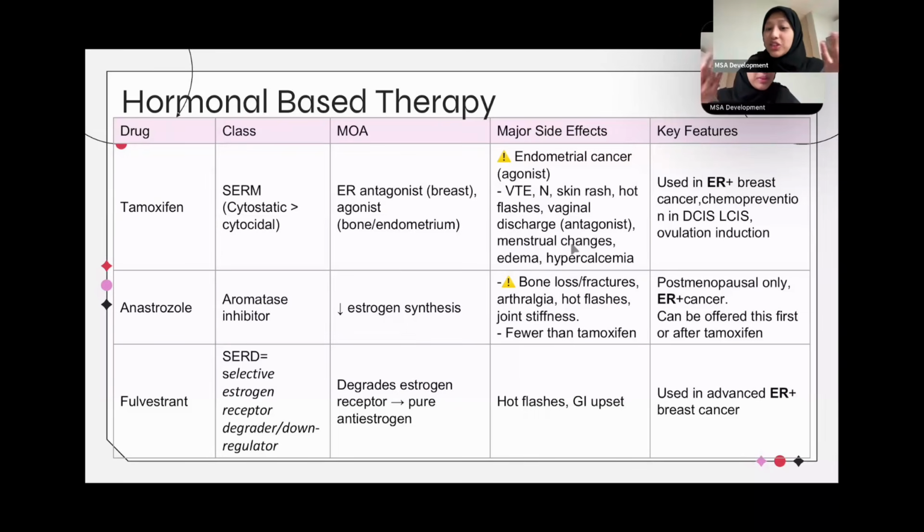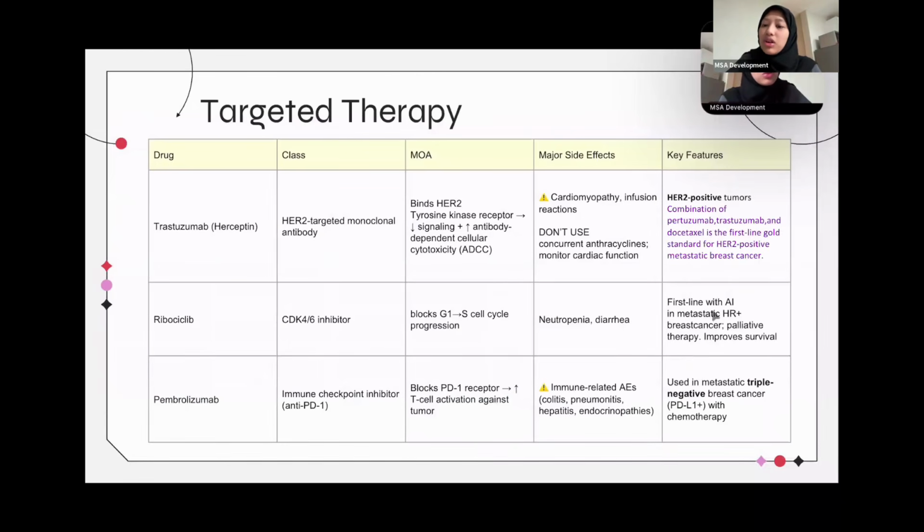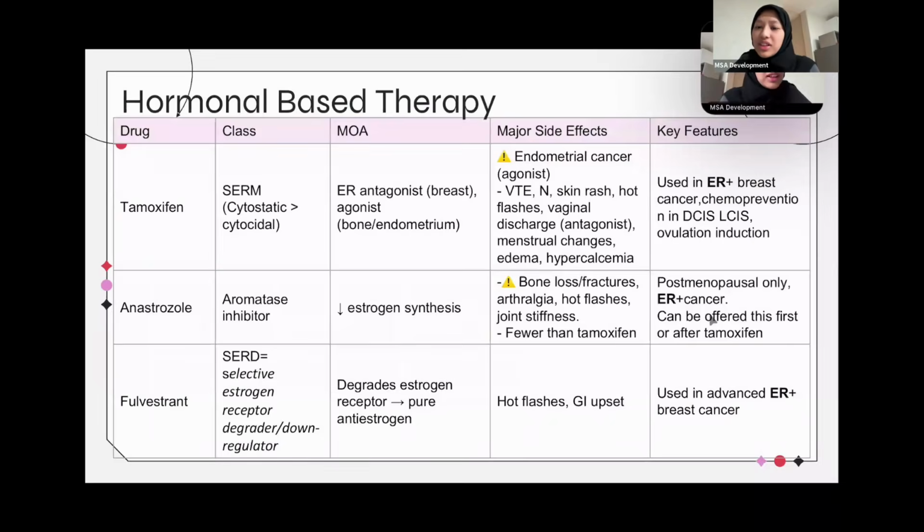Menstrual changes, everything, hypercalcemia with cancer. So it is used hormonal based, all hormone positive. ER positive, ER positive, ER positive, okay? Not related to HER2, not related to, I mean, yeah, it's not metastatic.